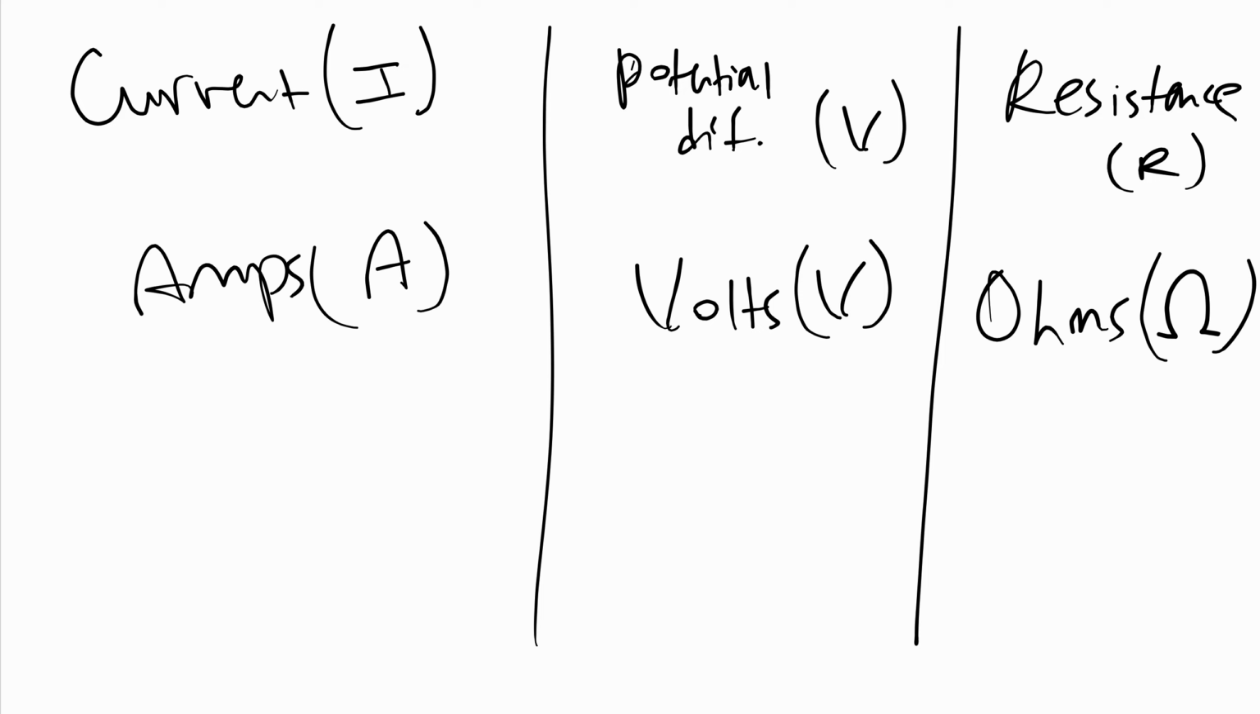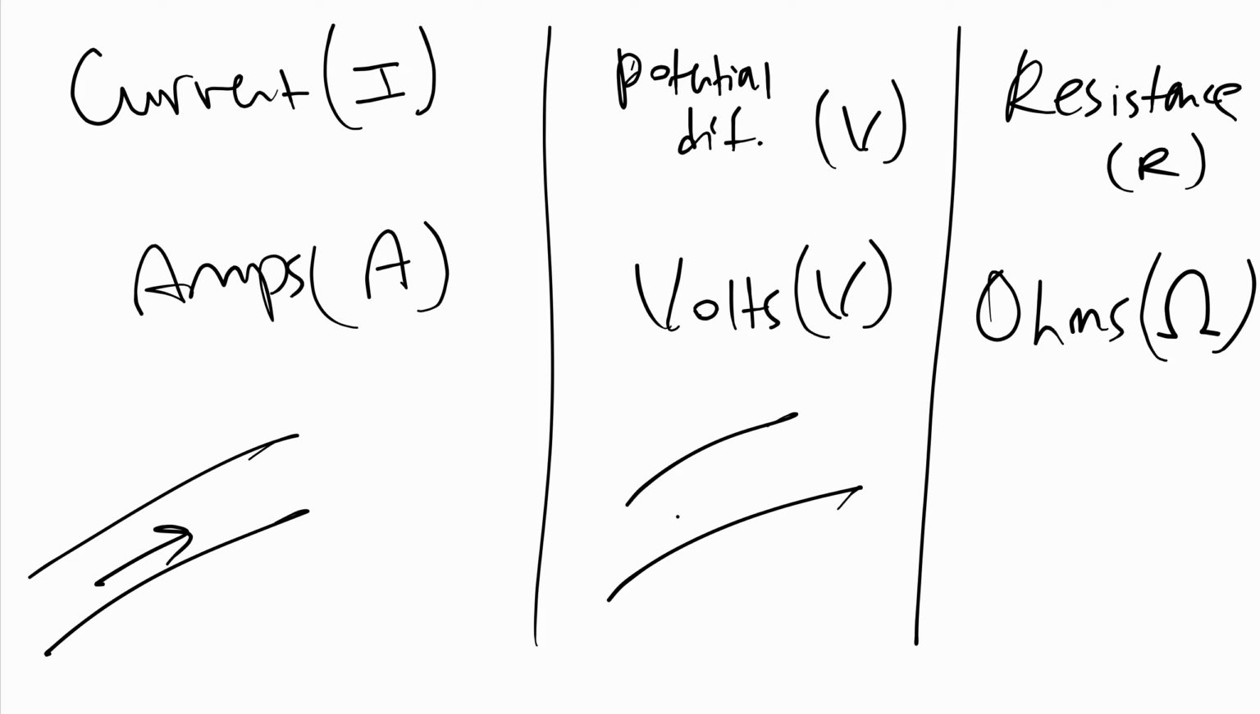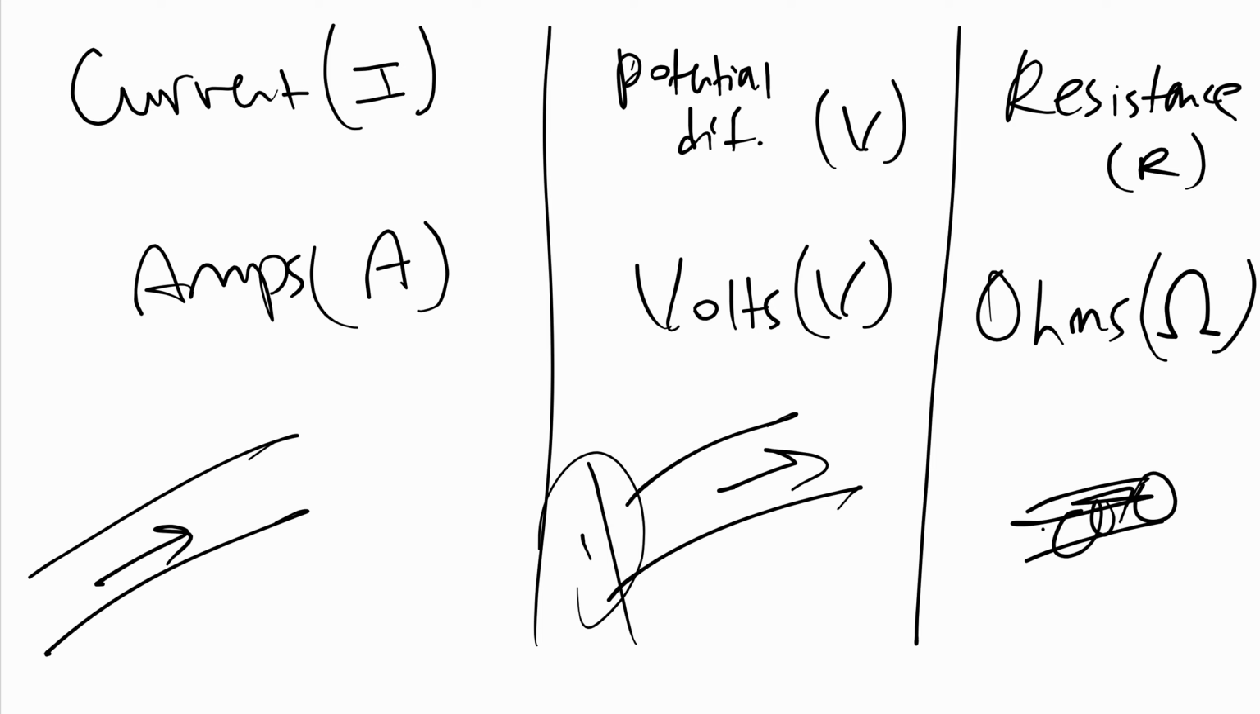If I summarize, current is the flow of these electrons. Potential difference is the battery. Let me draw the battery like this. It's the battery, the powering force pushing it along. And resistance is literally just the resistance in the path, blocking the path of these electrons.